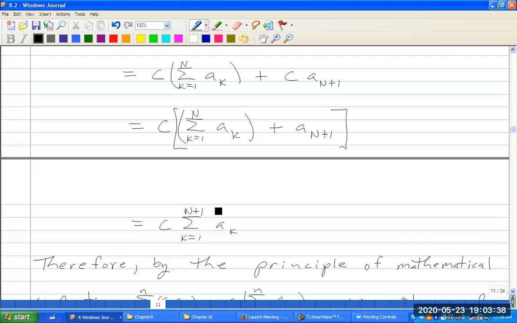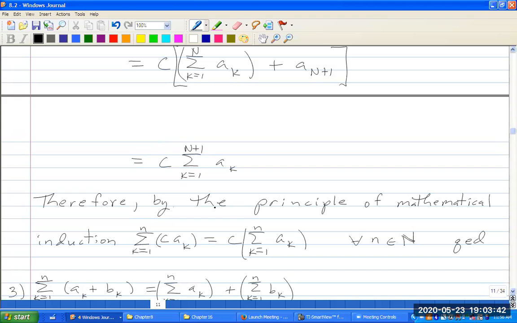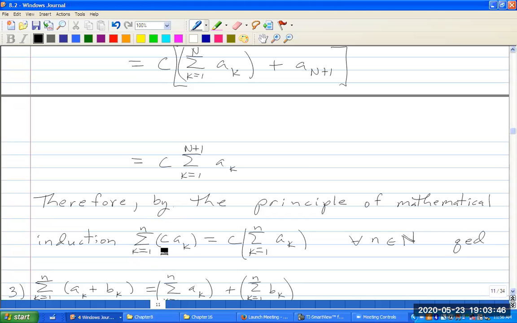And so therefore, by the principle of mathematical induction, I have that the sum k equaling 1 to n of c a sub k is equal to c times the sum k equaling 1 to n of a sub k for every natural number n. And that's what I wanted to prove. Next.